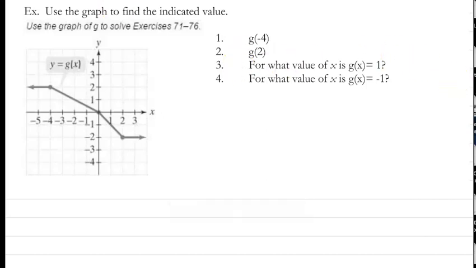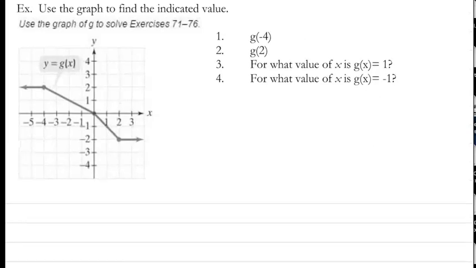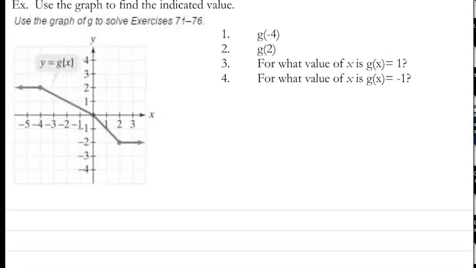So let's take a look at how to use the function notation when we have a graph. So this example says to find the indicated values. The important part is going to be to make certain we can identify whether they're giving us an x and asking for a y, or if they're giving us a y and asking us to figure out the x. If it's in the parentheses, it's the x. On number 1, they're giving us the x, and what they want to know is what's the y.